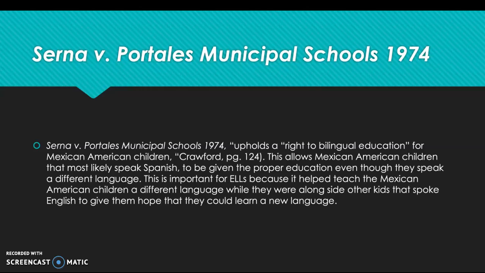Most of the time it was African Americans that were thought to be different than the whites that knew English. But this court case allowed the Mexican Americans that spoke Spanish hope that they would be able to get the right education when they didn't speak English.